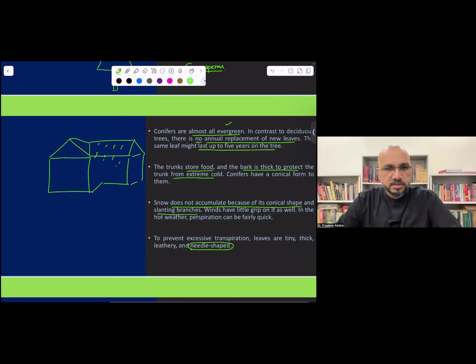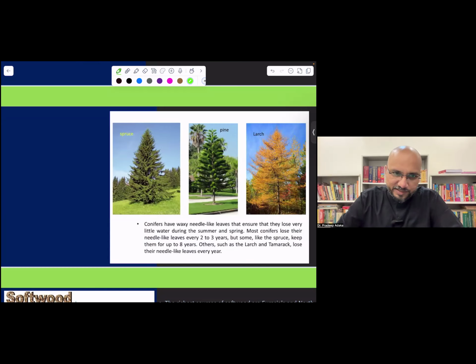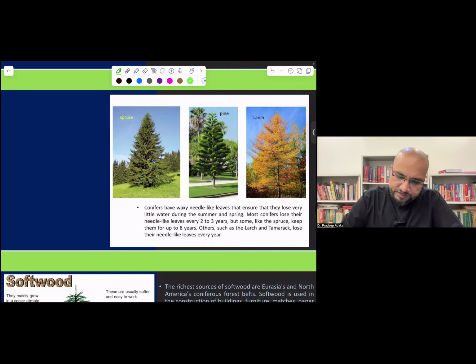Now, spruce, pines, and larch are the common types of softwood trees that you see in the boreal forest. This is how your spruce looks like. Then you have your pine, and you have your larch. You might have seen these in your university or colleges. At the front gate you have these trees. This is called monkey's puzzle pine, right? These are the common species that you see in the boreal forest.